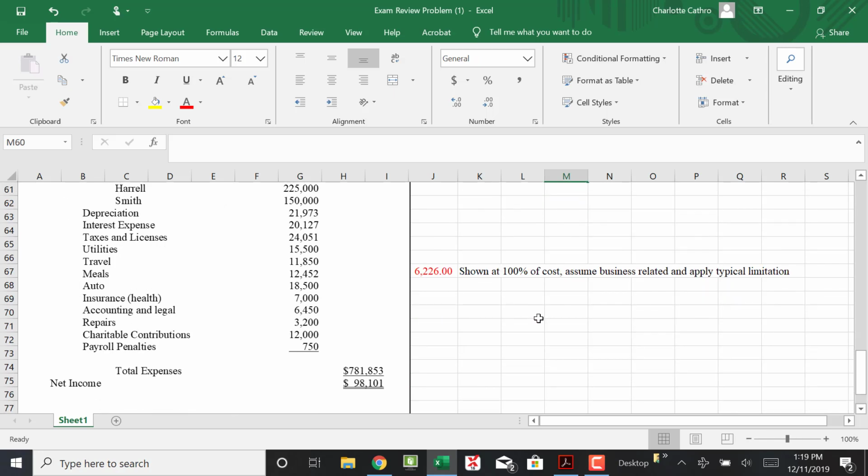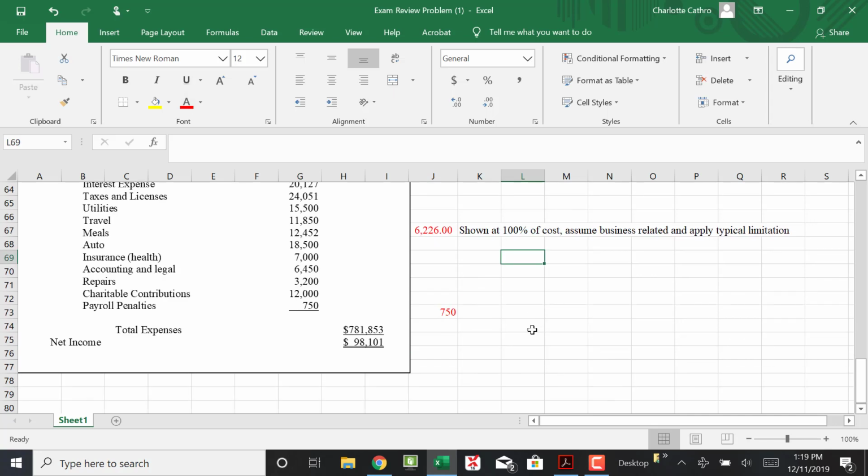Keep going. Doesn't look like there's anything else around here except for the penalties. We know that penalties are non-deductible. Because they are avoidable, that means that they're not ordinary and necessary in your business. So penalties need to be added back. That's the purpose of it being a penalty. So they're not going to give you a tax advantage to having a penalty that you could avoid. So the payroll penalties are also going to be an M1 adjustment and non-deductible.